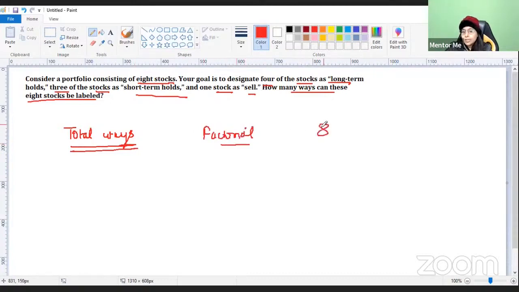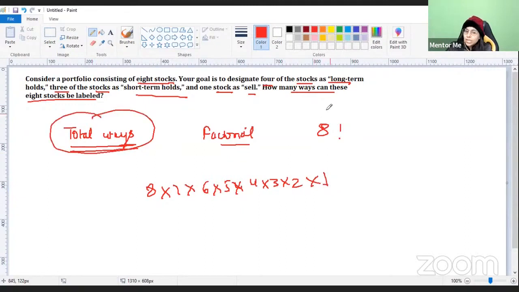What is factorial? There are 8 stocks, so we will calculate 8 factorial. How do we calculate 8 factorial? 8 into 7 into 6 into 5 into 4 into 3 into 2 into 1. This is how we can calculate the factorial. So whenever we need to calculate total ways, we can simply calculate the factorial of the total number of things which are there. 8 stocks are there, so we will calculate 8 factorial.